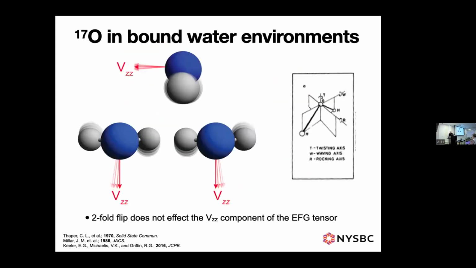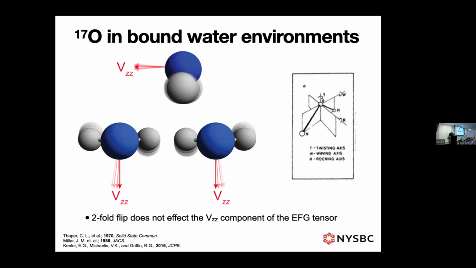rocking on this diagram. Rocking is about this axis that comes in and out of the page. Waving is along the axis that's parallel to the HOH plane, and then twisting is from the top of that oxygen moving those out. Of those, we have two motions that affect the ZZ component, which is what we're measuring with quadrupolar coupling, the actual magnitude. The asymmetry is different. They're going to be affected in different ways, because all three components go into the asymmetry.